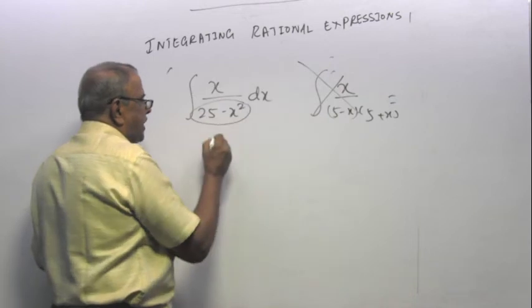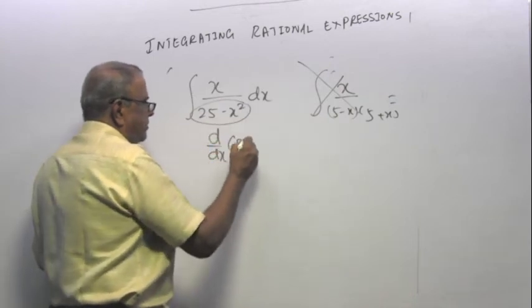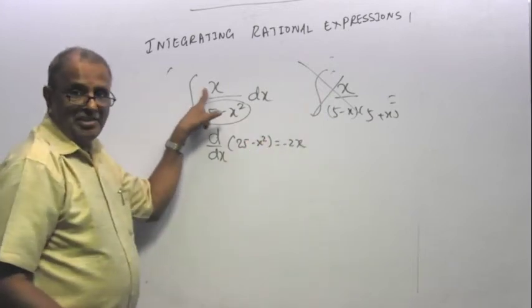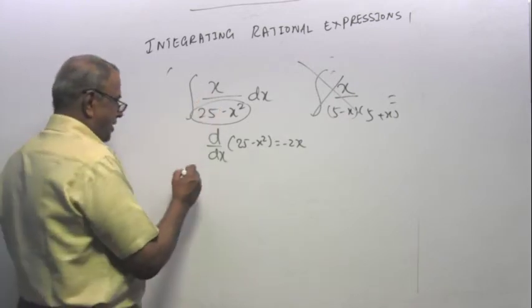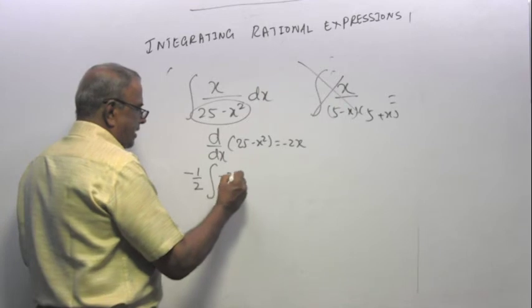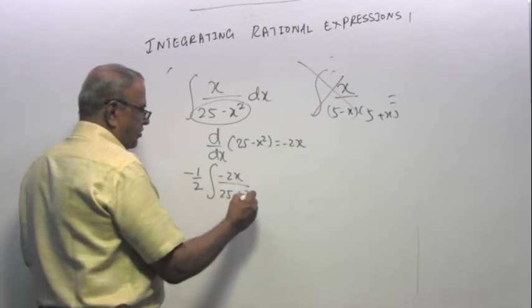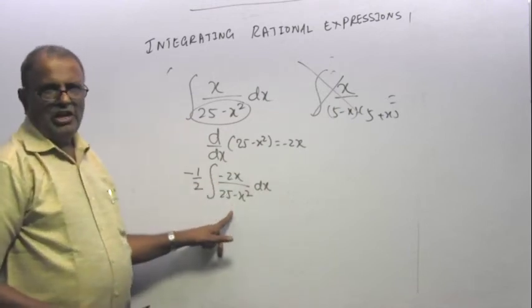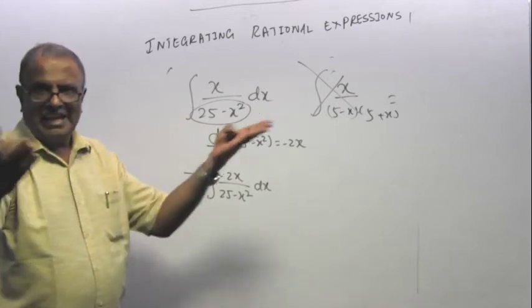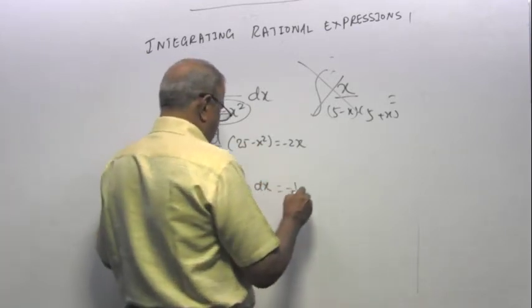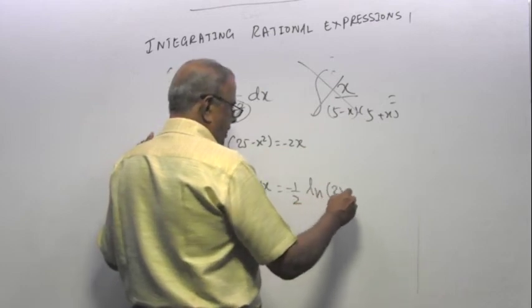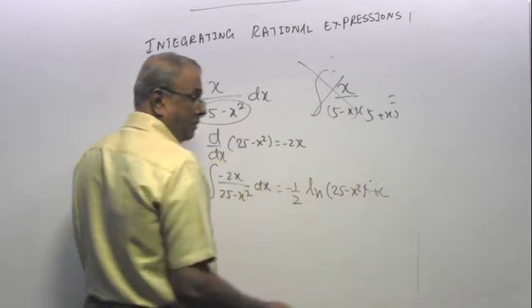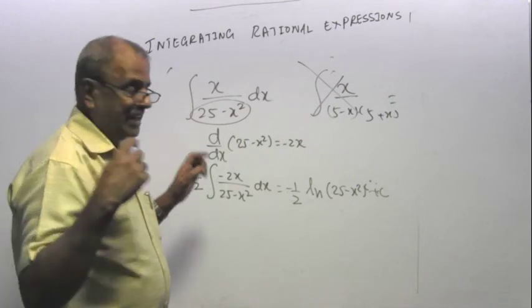What do you get when you differentiate 25 minus x squared? I get minus 2x. I have an x. What do I need? Minus 2. So can I say minus half integral minus 2x over 25 minus x squared dx? Numerator is exact derivative of denominator. So the answer is ln denominator. So it's minus half ln 25 minus x squared plus c. I hope I've been putting plus c, otherwise I'm losing a mark every time.